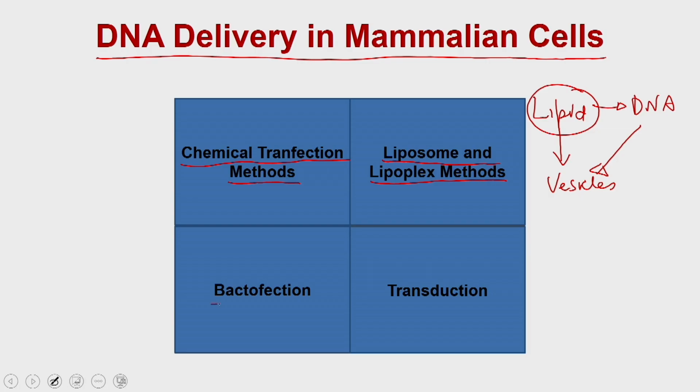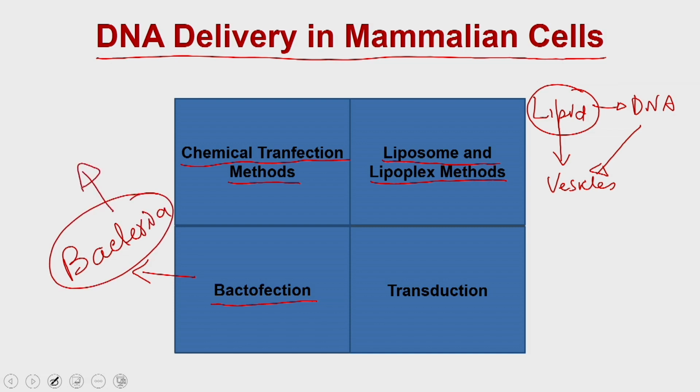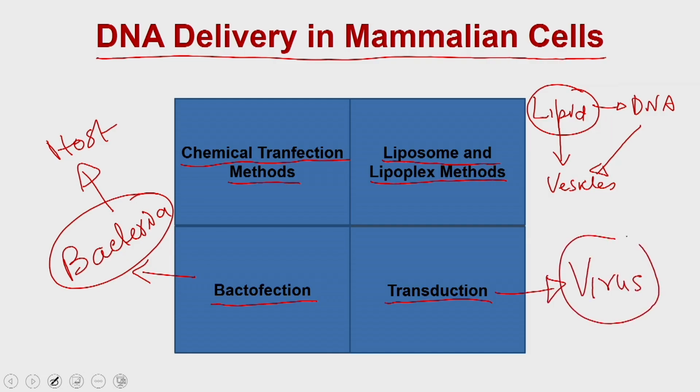The third approach is called bactofection. In bactofection you are using bacteria as a vector or as a source to deliver the DNA into the mammalian host. Similarly, the fourth approach is called transduction. In transduction, instead of bacteria you are using a virus, and this virus is also delivering the recombinant DNA which is present inside the virus to the mammalian cells.